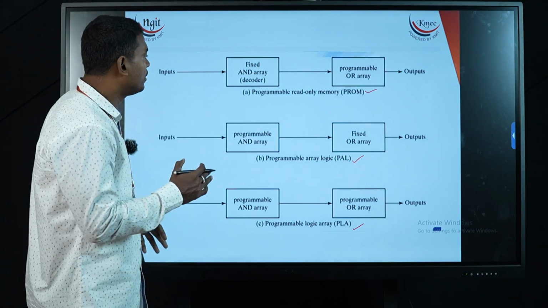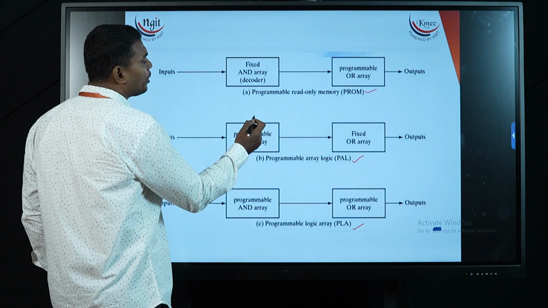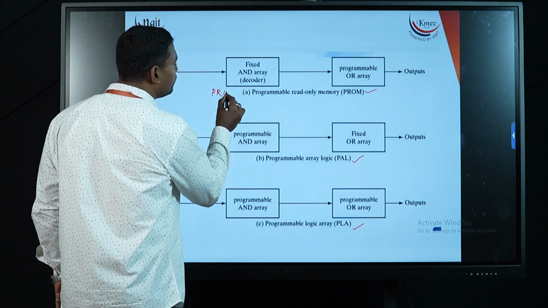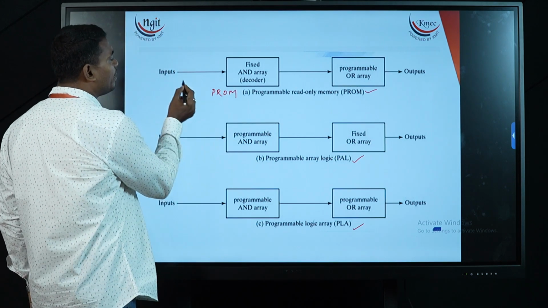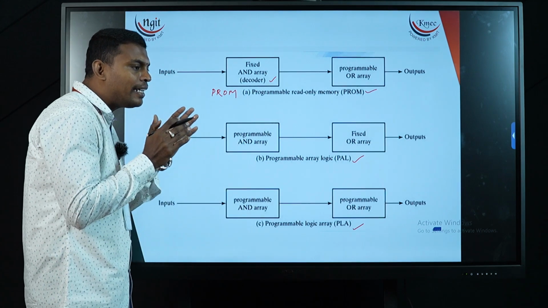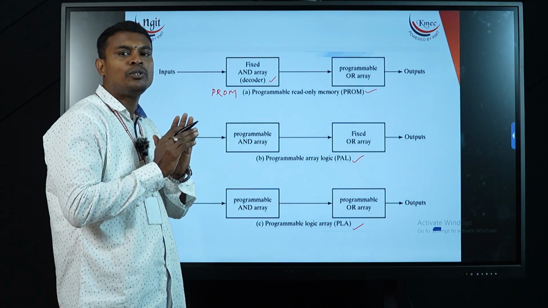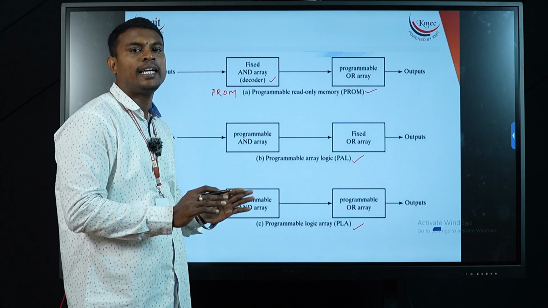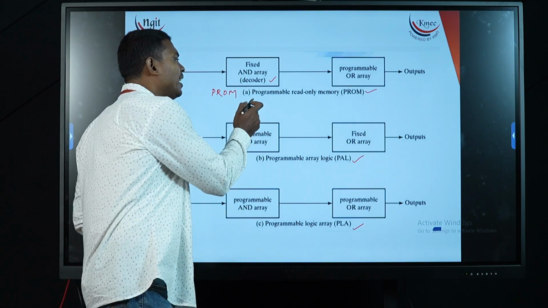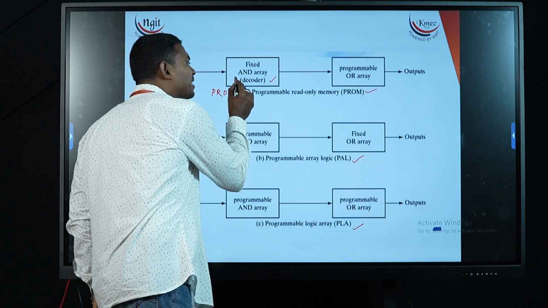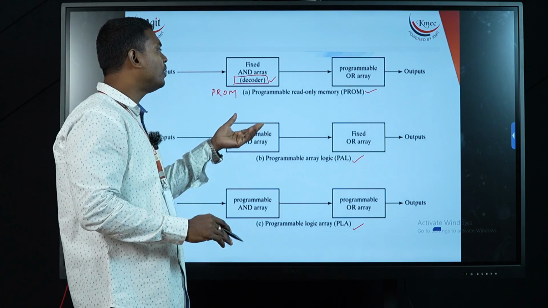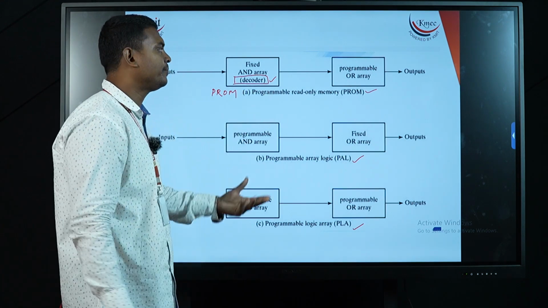You see the diagram properly. Now I am talking about PROM. This is my first device, PROM. I am providing inputs to my fixed AND array, means AND gates are fixed here. I am not going to do any kind of programming with my AND gates. These AND gates are designed based upon a decoder. My decoder will be there, and that decoder will have that AND array.